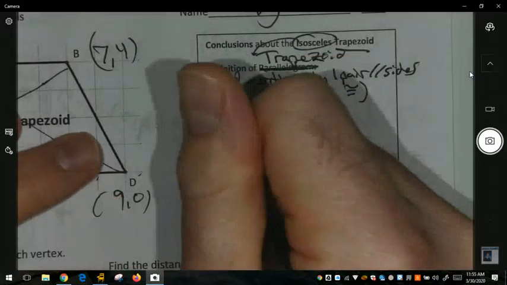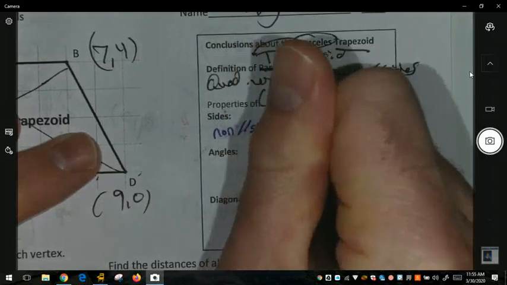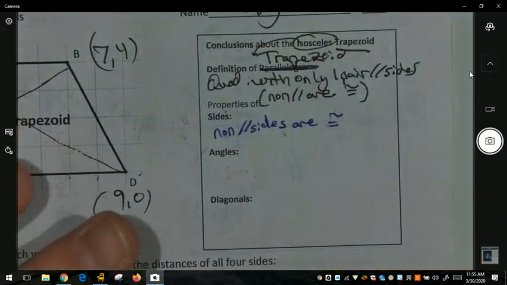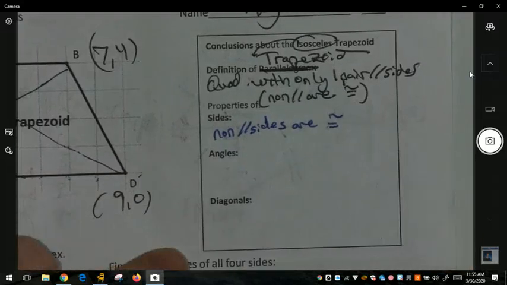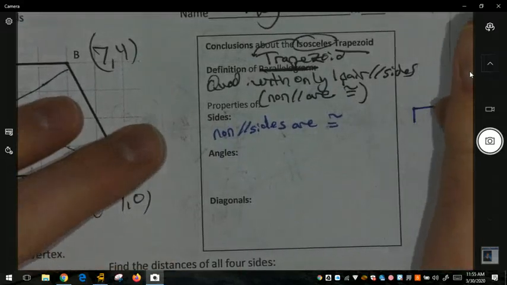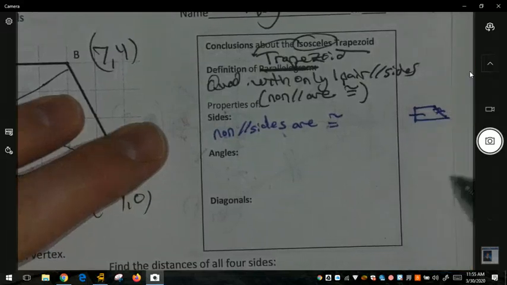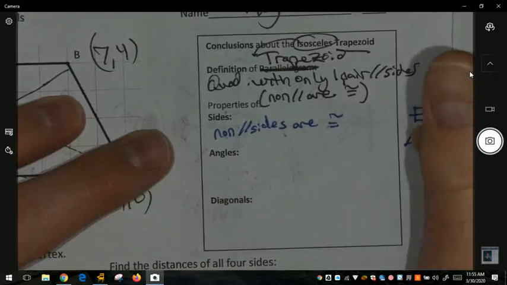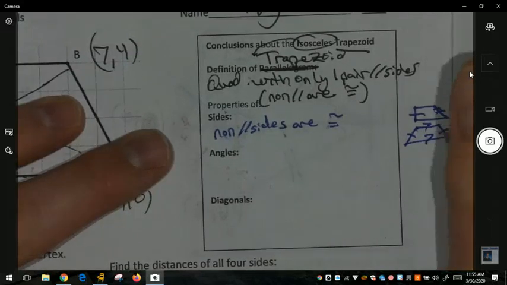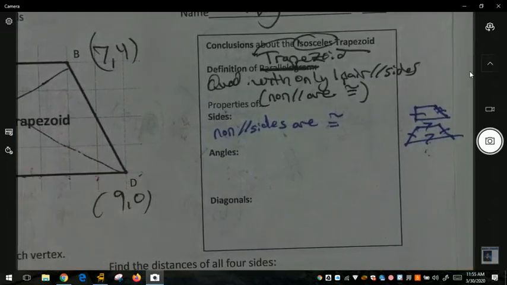So the sides, again, the non-parallel sides are congruent for an isosceles trapezoid only. If it's not an isosceles trapezoid, like if it's like this, then they're not congruent. Those are 2 different things. But if it is an isosceles trapezoid, then those are supposed to be congruent. We have one pair of opposite sides parallel, the other opposite sides are congruent.